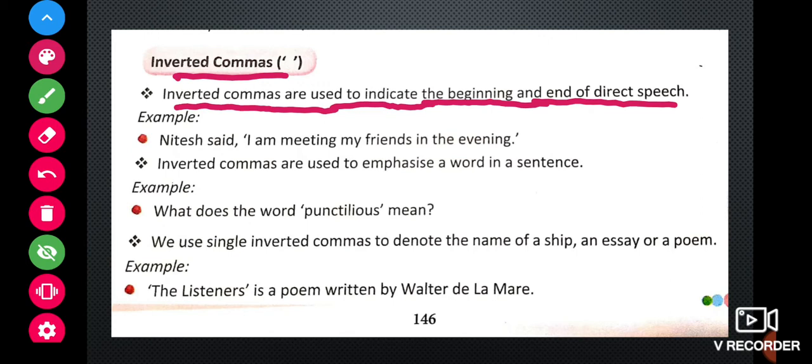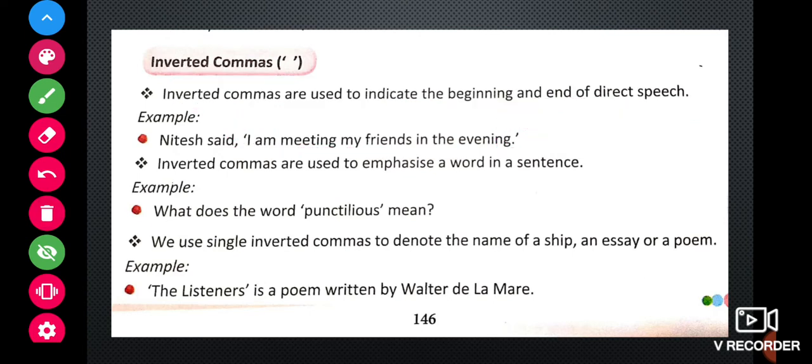Now, as we have studied the chapter direct and indirect speech, we already know that inverted commas are used to indicate a direct speech. They are used at the beginning and at the end of the direct speech. But sometimes we also see double inverted commas instead of single inverted commas. So there's no difference between single inverted commas and double inverted commas altogether.